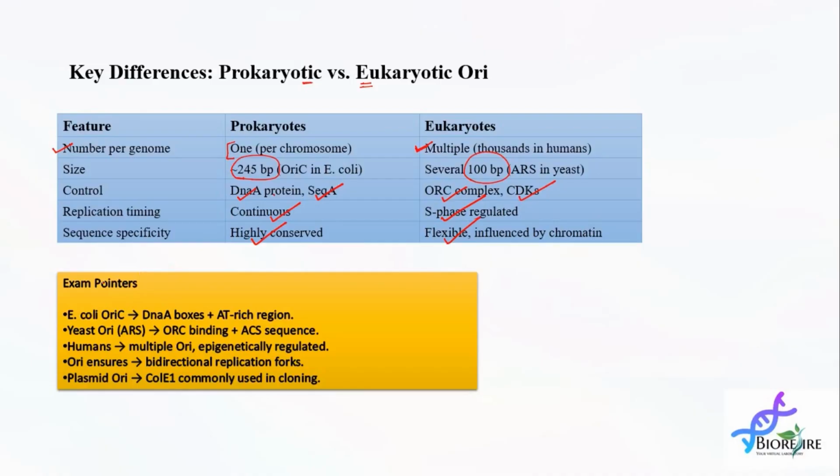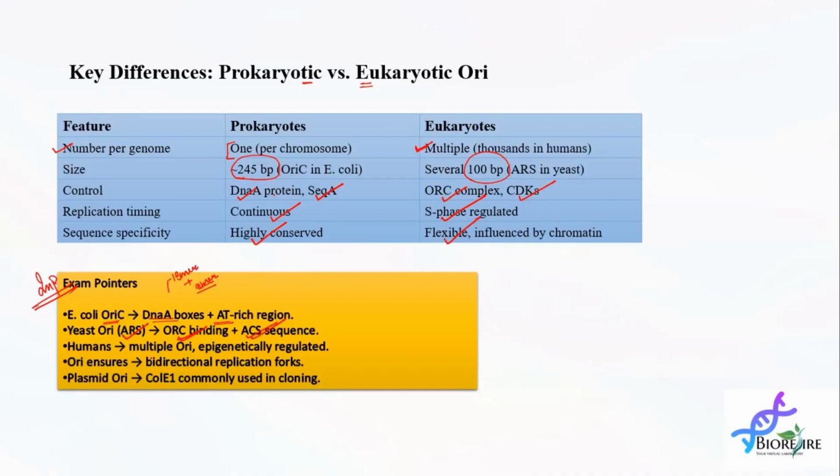Okay, and these are some pointers, and these pointers are important from an exam point of view. Like E. coli ORI region, it has a DNA box, it is AT rich. It will contain 13-mer and 9-mer sequences. In case of eukaryotic, it will contain ARS region. In this ARS region, ORC will bind at ACS sequences.